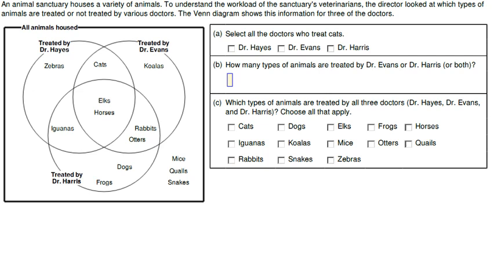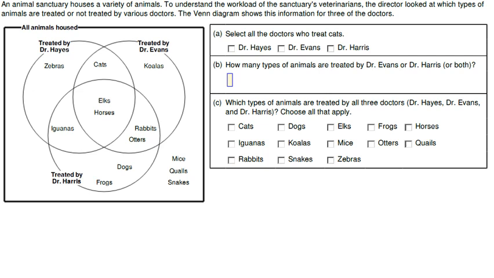All right, so apparently we are looking at a Venn diagram that is focused on various animals that are being taken care of, okay? And in particular, animals being taken care of by Dr. Hayes, Evans, and Harris. And apparently none of them care to work with mice, quails, or snakes because they're outside those 3 circles. So if you have a snake, I don't know who you're going to take it to. Okay, I did have a quail for a pet, I'll be honest with you, and it was a neat pet. But anyway, that's for another day.